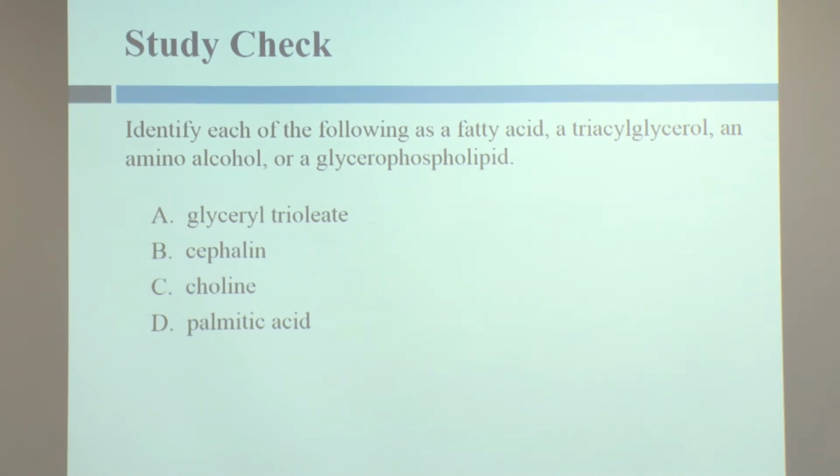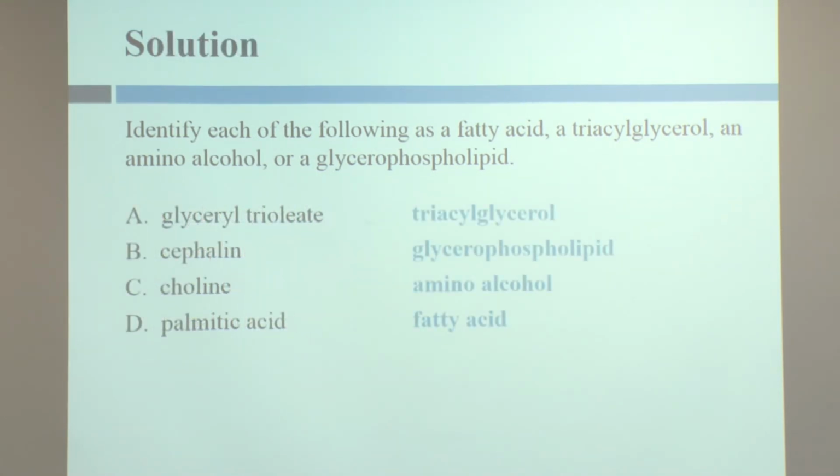What is cephalin? Can you remember where you heard cephalin? So glyceryl trioleate is a triglycerol. Cephalin is a glycerophospholipid. And what was the other glycerophospholipid? Lecithin, sorry. Cephalin and lecithin are your glycerophospholipids. Choline is one of the amino alcohols.